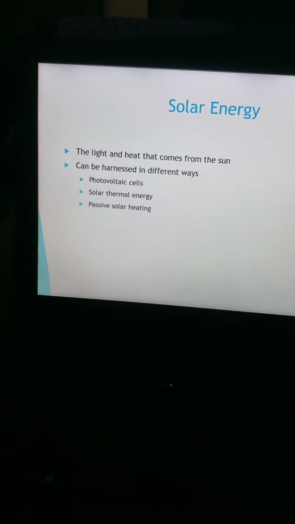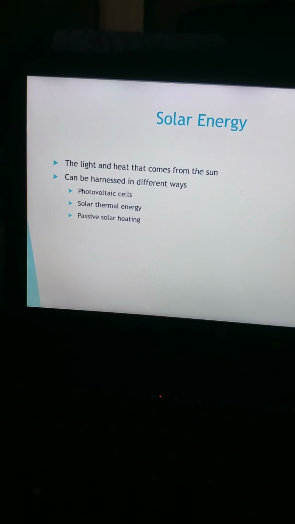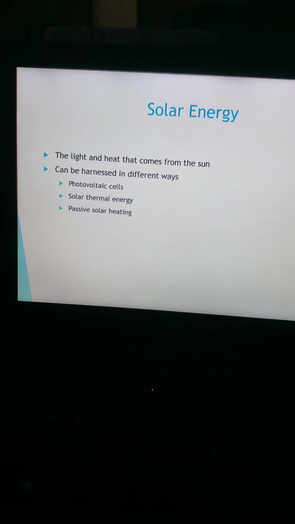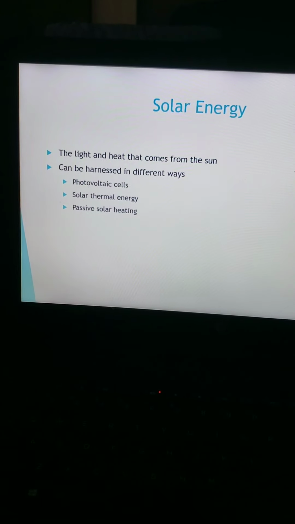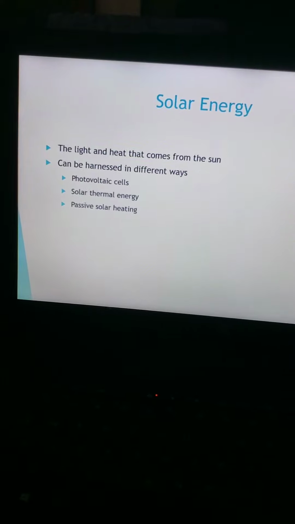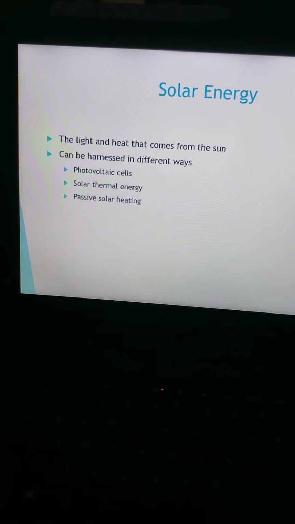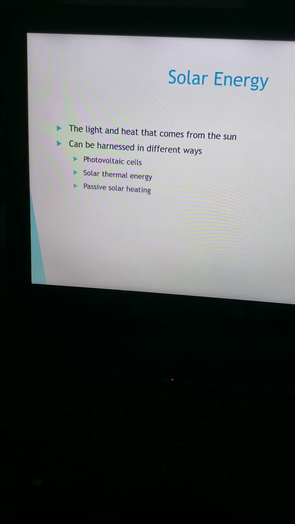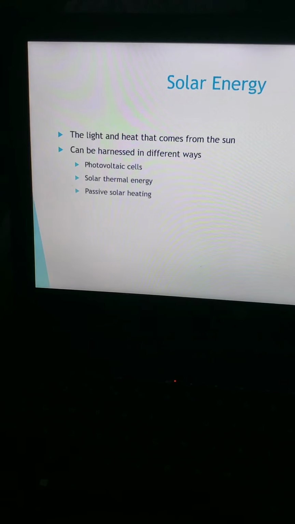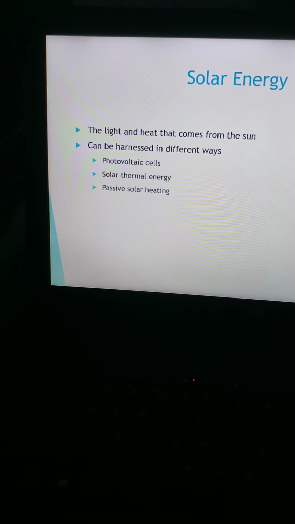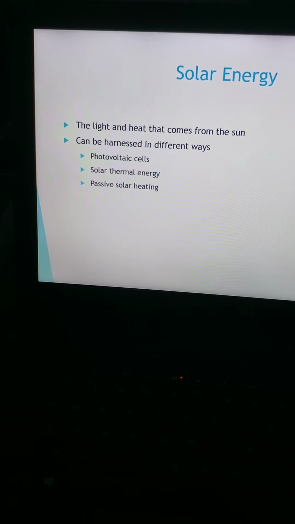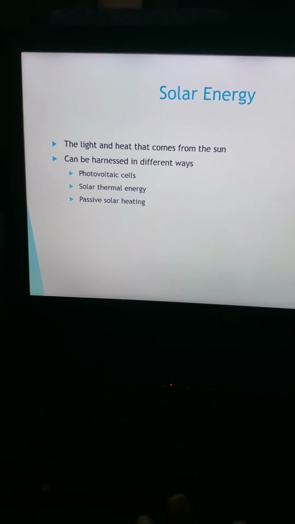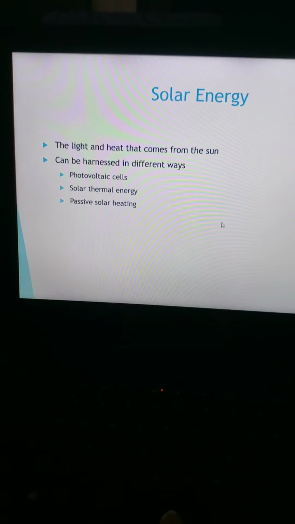And the last way is passive solar heating. This is really just as simple as letting the sun shine through a window to heat the inside of a building. And as stated previously, an example would be sunlight streaming through a window on a cool day, and your house instantly feels warmer. The best way for this to happen is through a large window on the south side of a building where there's no shadows and no shade.